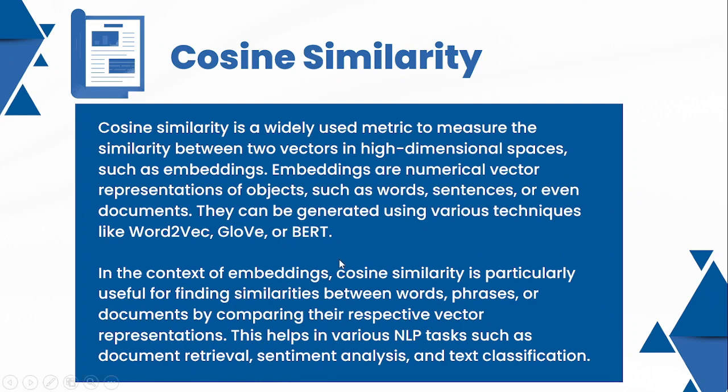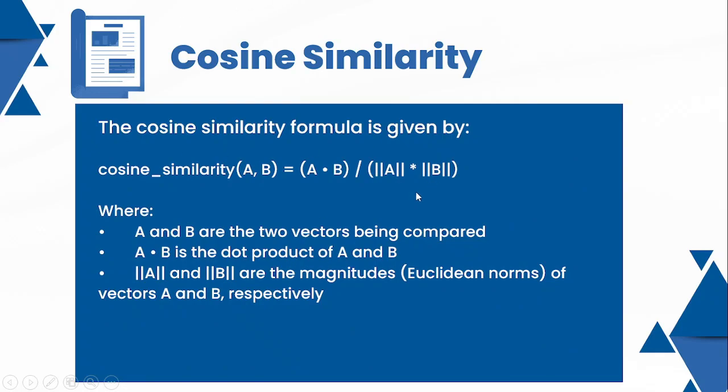In the context of embeddings, cosine similarity is particularly useful for finding similarities between words, phrases, or documents by comparing their respective vector representations. This helps in various NLP tasks such as document retrieval, sentiment analysis, and text classification. These are some use cases you can remember. So what is the formula for cosine similarity? This is the formula you can see here.